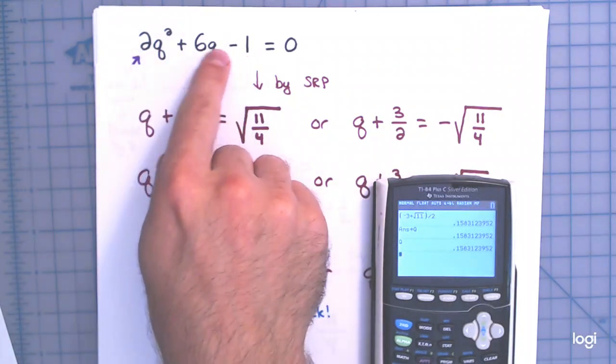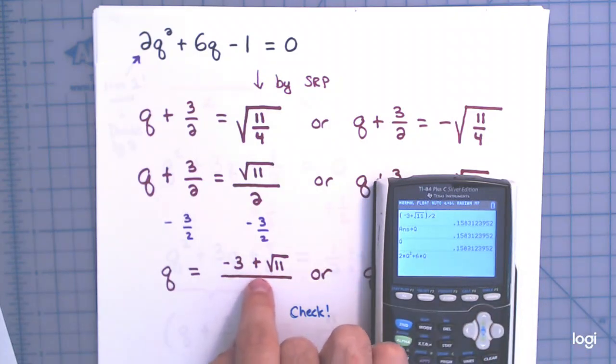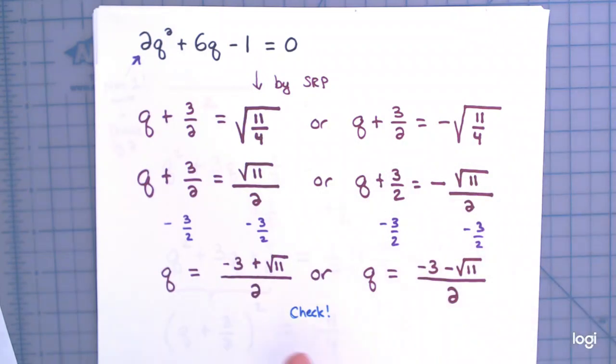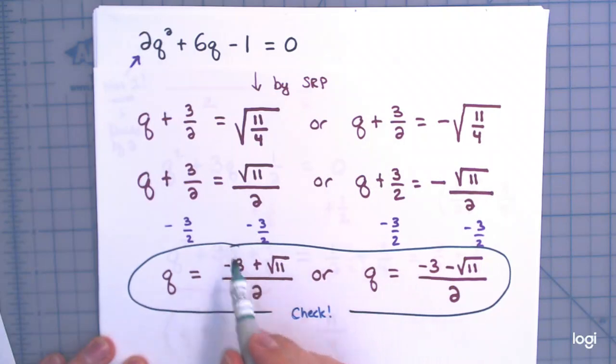On the left side, I have 2 times Q squared, and remember, every time I see Q, it's this number I'm checking. Then plus 6 times Q, again this number, and then -1. And look, that is indeed 0. I'd have 0 equals 0. This number works. You can do the same for the other one, and I promise it'll work as well, if I did everything correctly. So both of these are valid solutions. I'm going to circle them both.